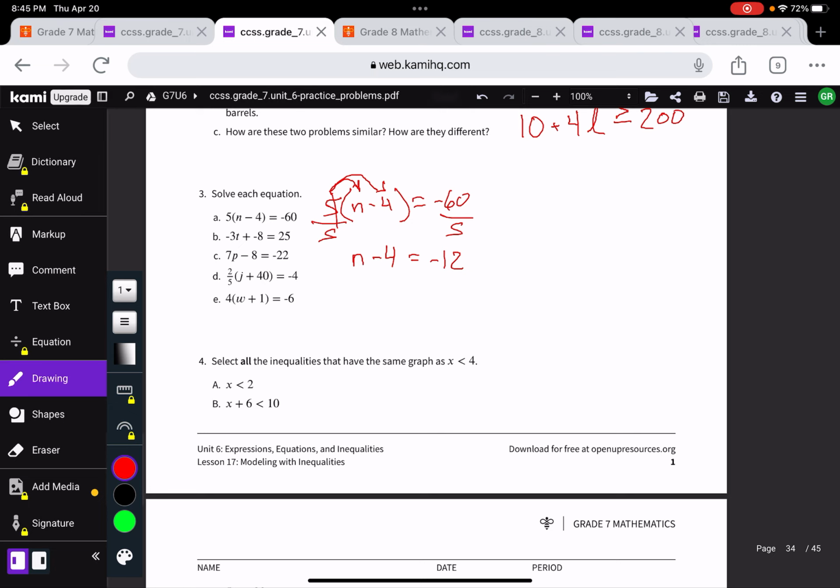Well, if something minus 4 equals something, if I take that something and add 4 to it, I would get the answer. If I add 4 to each side, minus 4 plus 4 cancels. That's 0. That gives me n, which is what I want.